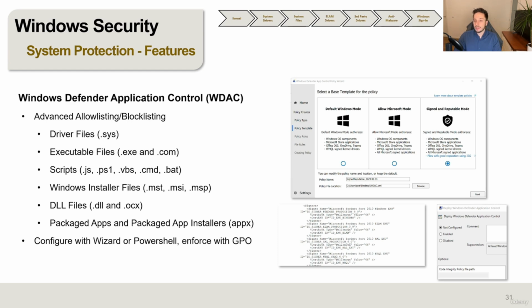And you can, for example, set the default Windows mode, allow Microsoft mode, and signed and reputable mode. This is basically just some standard security baseline that you can use for Windows Defender Application Control. But after you create this kind of baseline with those default modes, you of course need to modify it and tailor it to fit your environment and your enterprise, of course.